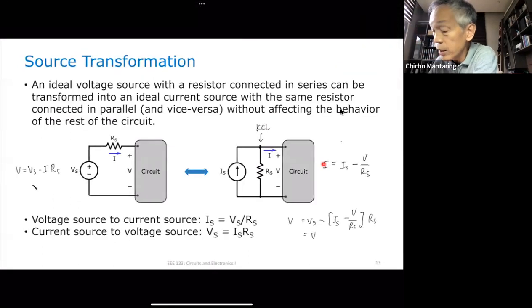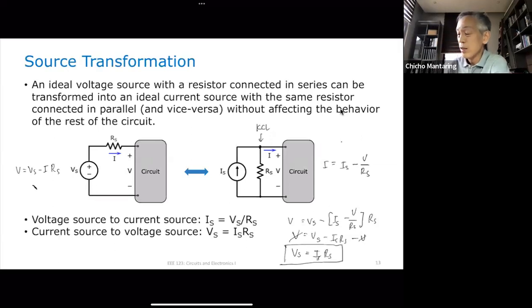Okay, what I did was I substituted this into this equation. So I have V is equal to Vs minus (Is minus V over Rs) times Rs. So this is just going to be equal to Vs minus Is Rs minus V. Okay, and then this cancels out. I'm going to get Vs is equal to Is times Rs. So ito yan, no? And then Is is equal to Vs over Rs.